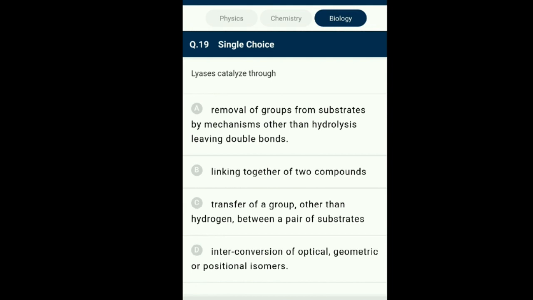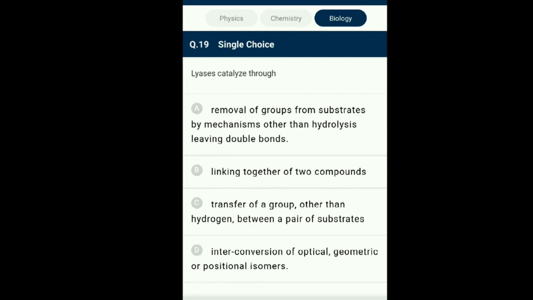Third type, hydrolase, catalyzes hydrolysis of compounds. Fourth type, lyases, catalyzes removal of groups by mechanism other than hydrolysis. Fifth group, isomerases, catalyzing interconversion of isomers. Sixth type, ligases, catalyzing linking of 2 compounds.